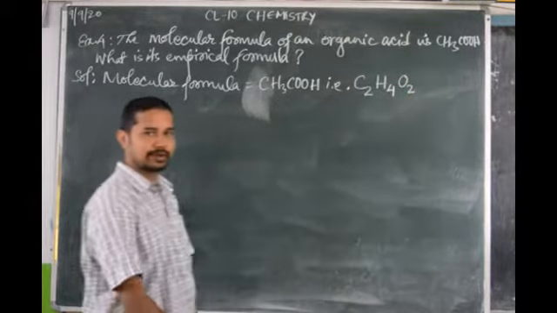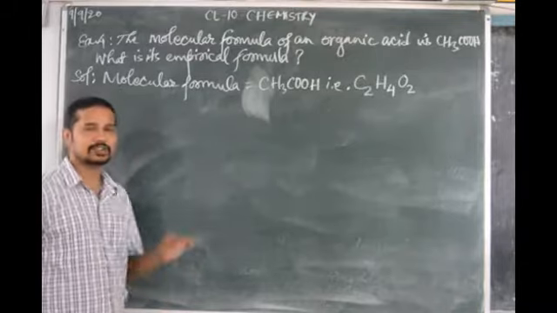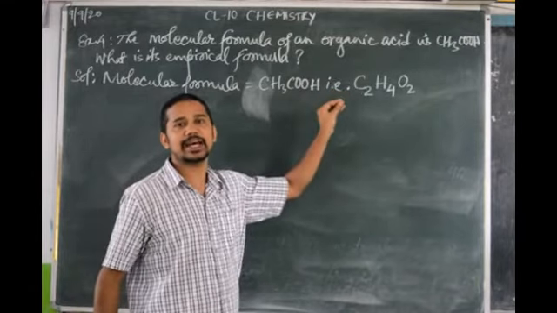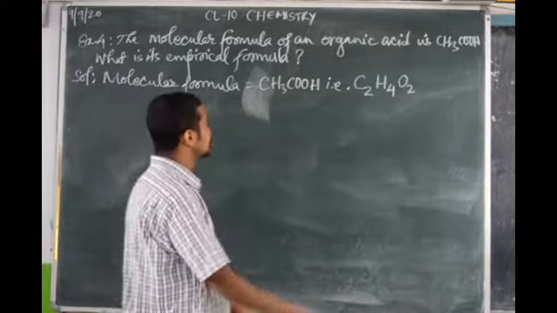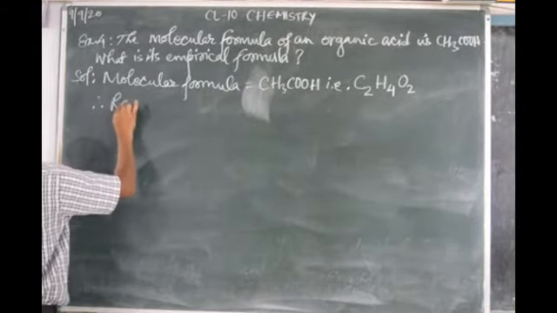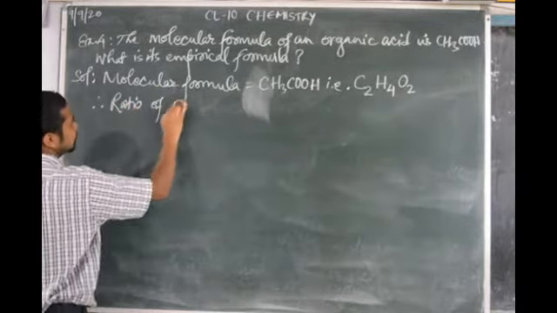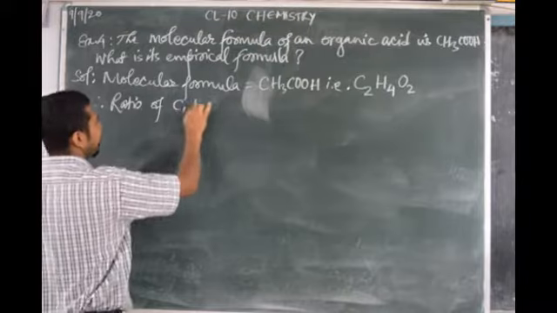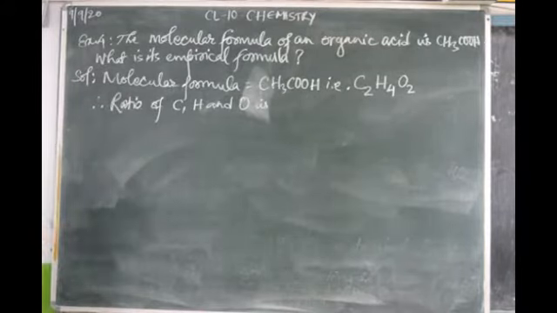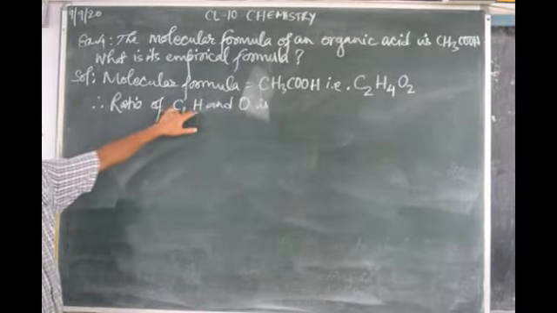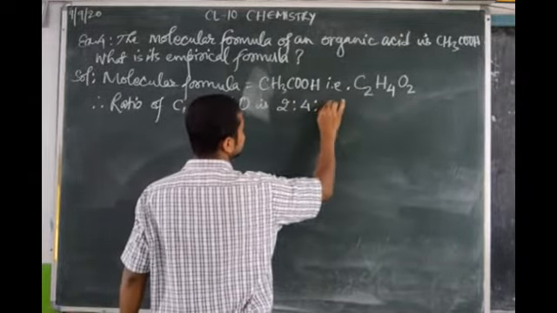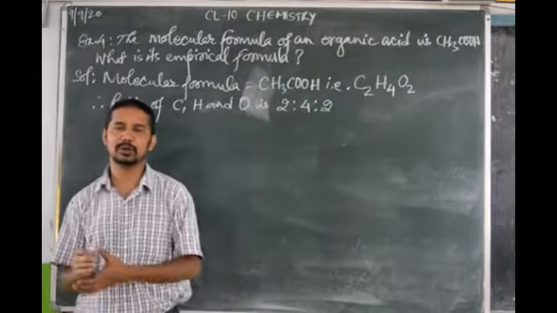This is the molecular formula, and I have arranged it in such a way that we get the number of atoms of each element present in the molecule. So this is your molecular formula. Now what you can write is the ratio. Therefore, the ratio of C, H and O is, what is the ratio of carbon to hydrogen to oxygen? It is 2:4:2.